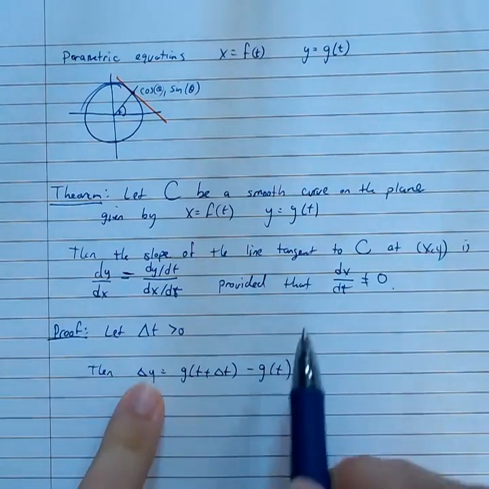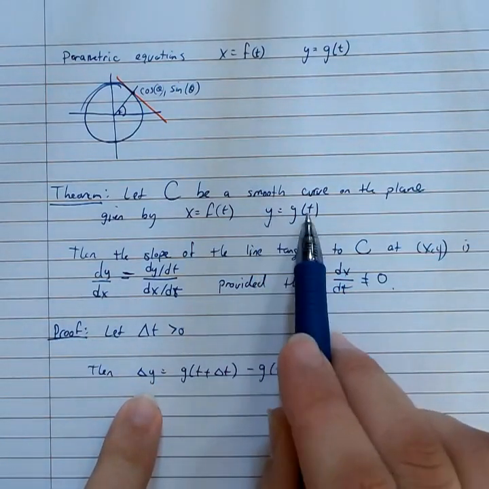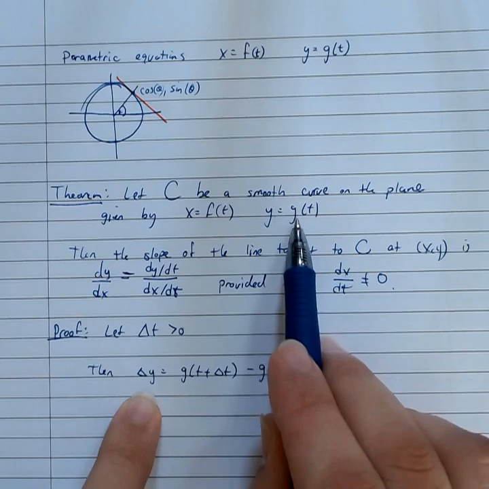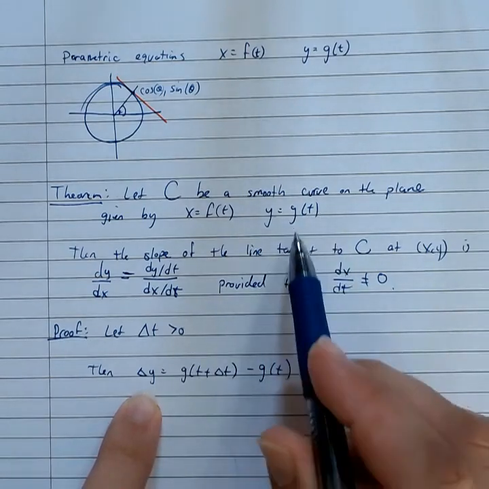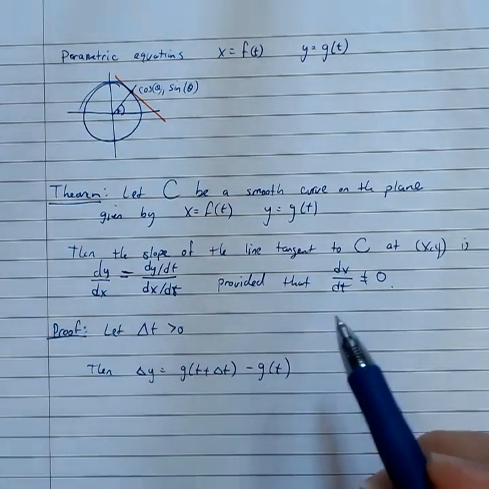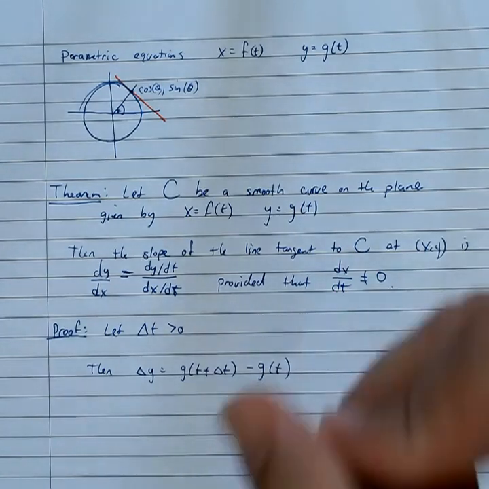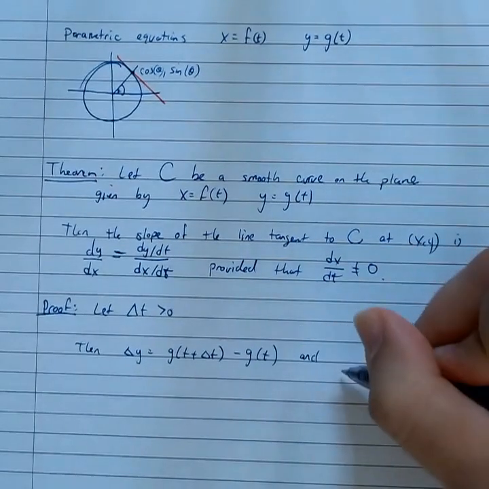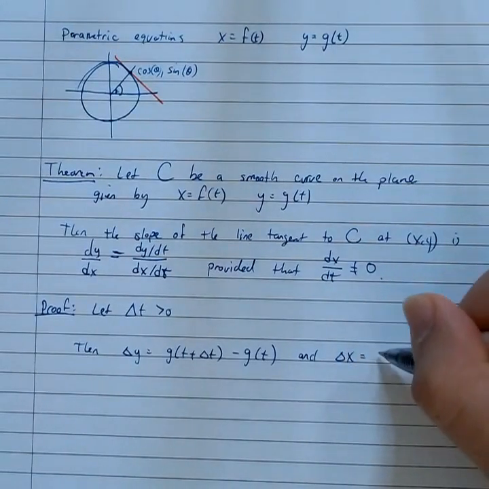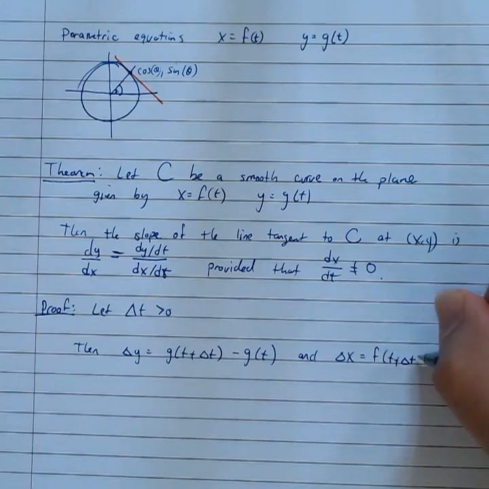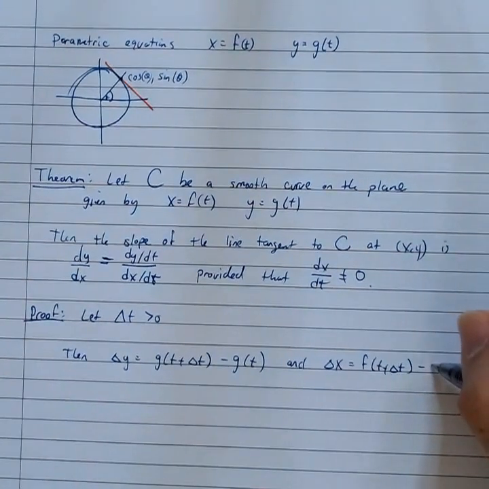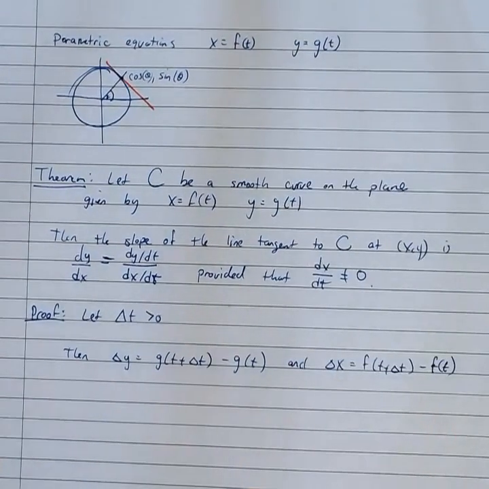So this is where y is. If I want a little change in y, that means I need to find the difference between this and some other point that's very nearby. Here's another point that's very nearby, and I want to find the difference of those two. The same thing would be true for x. So delta x is given by, instead of g, we're using f. So that's going to be f of t plus delta t minus f of t, for the exact same reasons.